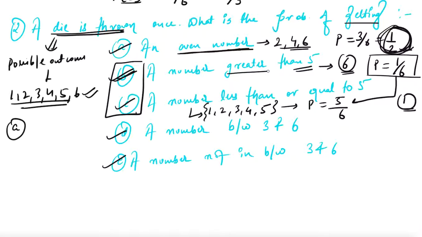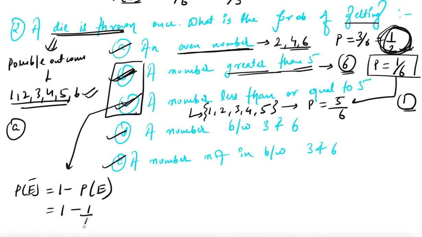And see, this is an event in which I want a number greater than 5, and this is an event in which I want a number less than or equal to 5. So B and C are nothing but complementary events. So you can calculate C, if you consider that as E bar, that will be equal to 1 minus the probability of getting a number greater than 5, which is equal to 1 minus 1 by 6, which will give you 5 by 6. Got it? So we solved it using two different methods. Either way, it is correct.